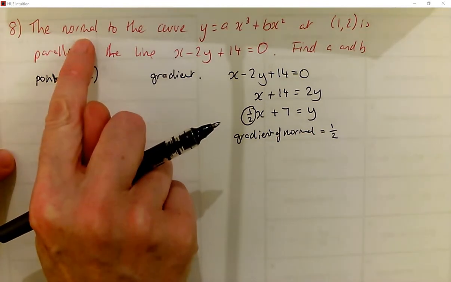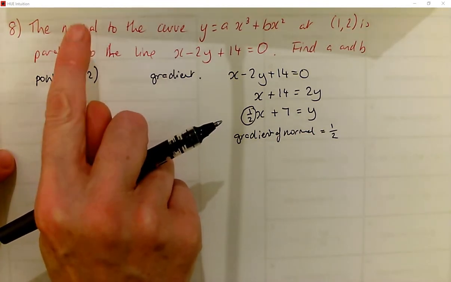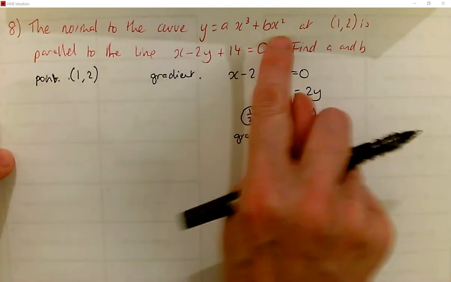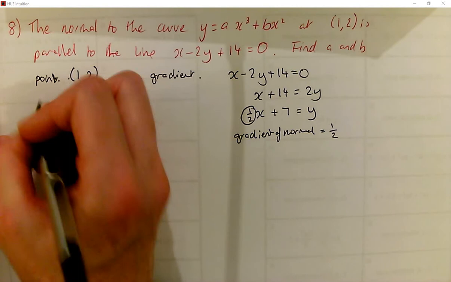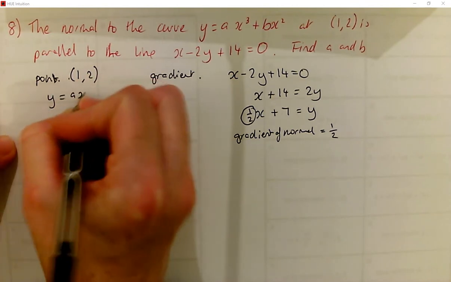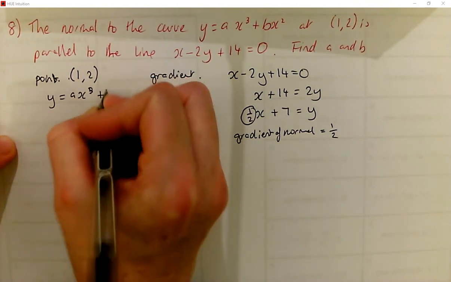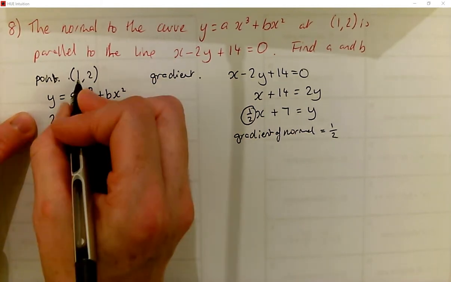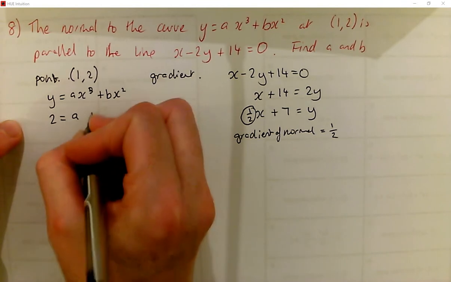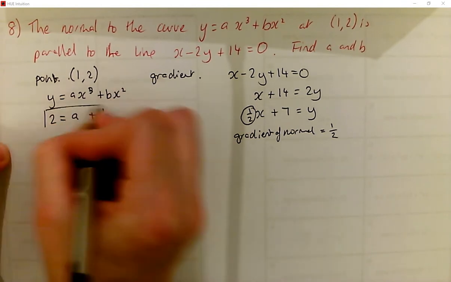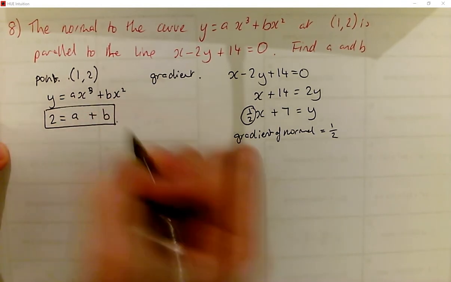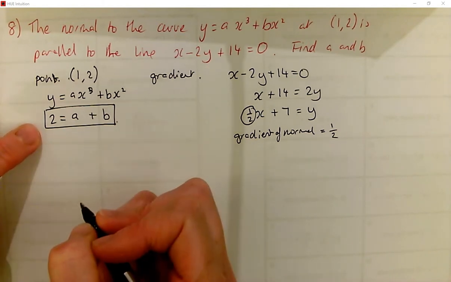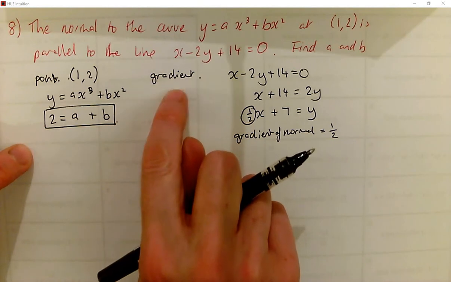Now, this hasn't helped us solve anything, so let's think about how we normally go about working out the equation of the normal. To do that, we would take our x value and substitute it in to get our y value. So we've got y is ax cubed plus bx squared. We know the y coordinate should be 2, and when we put x as 1 in there, we get a plus b. So there's an equation involving a and b, but it's got both of them in there, so we can't solve it.